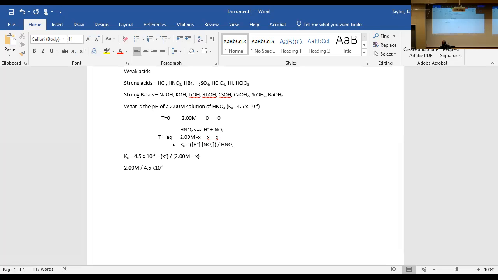Do you have a calculator? Oh, sweet. Can you do that real quick? 2 divided by 4.5 times 10 to the negative fourth. It doesn't work on my phone. No, I can't look it up on Google.